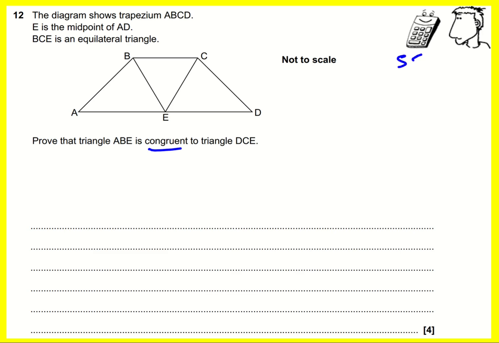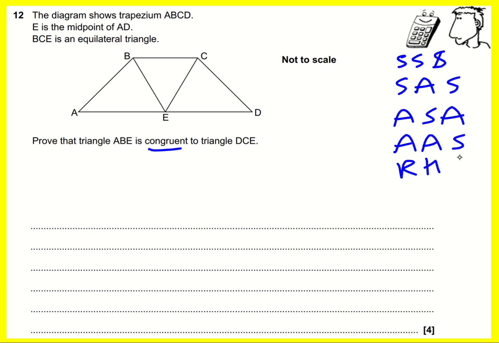We can either show that side, side, side, that they have the same sides. Side, angle, side, that they have 2 of the same side with an angle equal in between. This is just for triangles, of course. We can show that we've got an angle the same and a side in between and another angle. Or we can show 2 angles are the same with a side after that. And finally, we've got a right angle, hypotenuse, and a side.